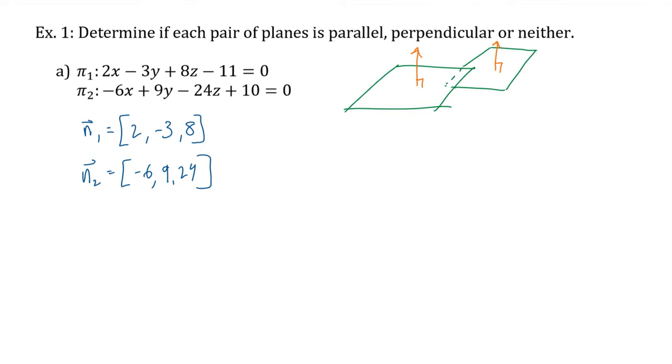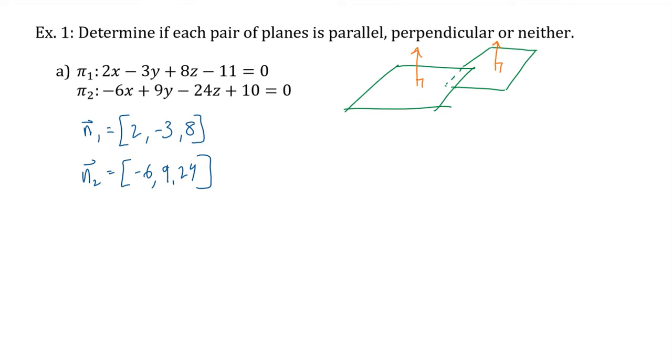Okay, and we've said this before: I can do the dot product, and if the dot product is 0, then they're perpendicular. But if I already notice that the second normal vector here is a scalar multiple of the first, then why wouldn't I just go to that, right?